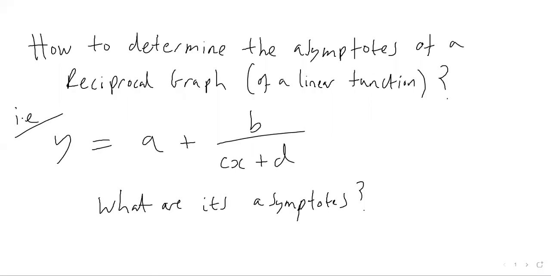Hello, so today's video is basically a continuation of yesterday's video. We just want to come up with a rule of how you can quickly determine the asymptotes of a graph that looks like this. If you've got a graph that looks like y equals a number plus a number over something x plus something, what are its asymptotes? What is a quick way to determine the asymptotes of a reciprocal graph like this? That's our question for today's video.